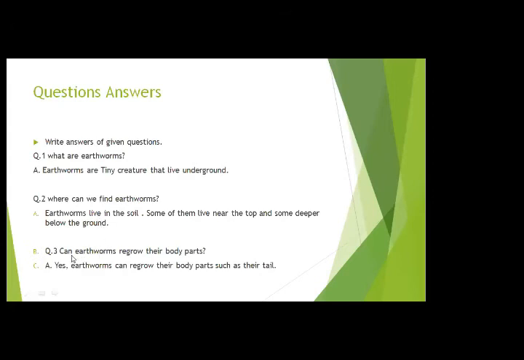Question number 3. Can earthworms regrow their body parts? In the second para, we learned that earthworms live for a few years. They have a way to regrow damaged body parts such as their tail. So the question is, can earthworms regrow their body parts? First, you will have to answer yes or no, then put a comma, and then write, the earthworms can regrow their body parts such as their tail.